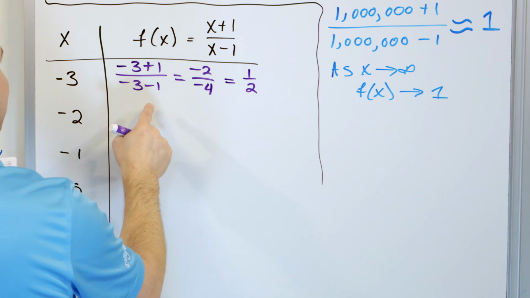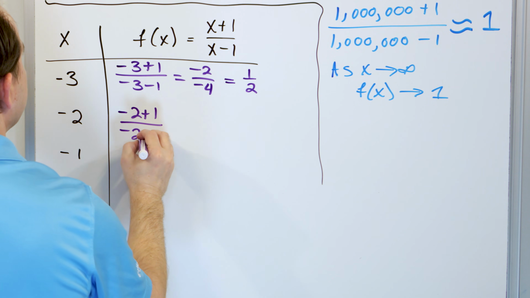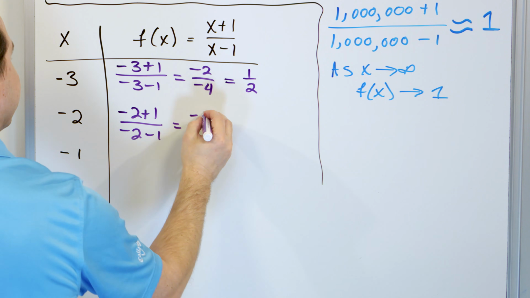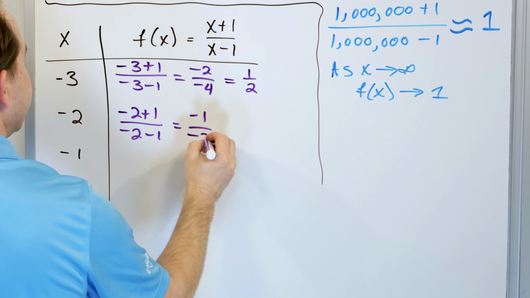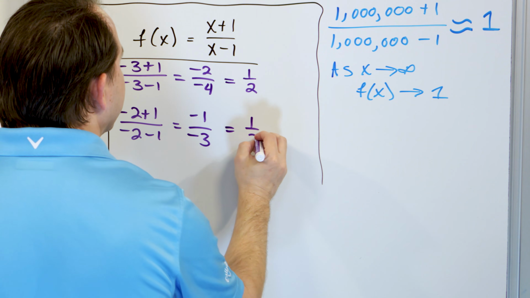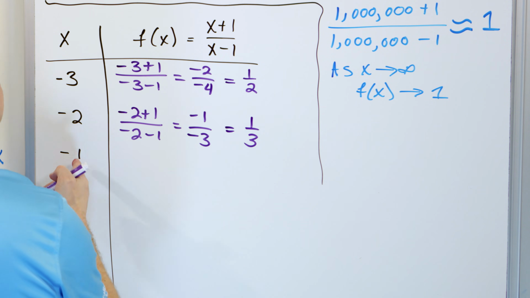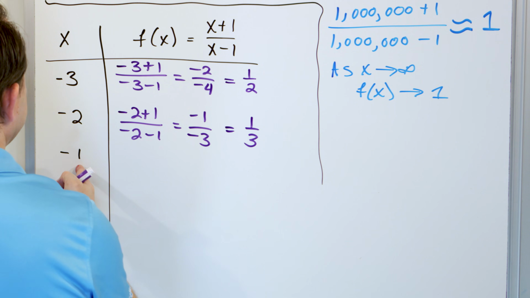When I put the -2 in here, I'll get -2 plus 1 over -2 minus 1. So on the top, I'll get a -1. On the bottom, I'll get a -3. And again, -1 over -3 is going to give me positive 1/3. So I have to write them and leave them as fractions. Then what's going to happen at -1?